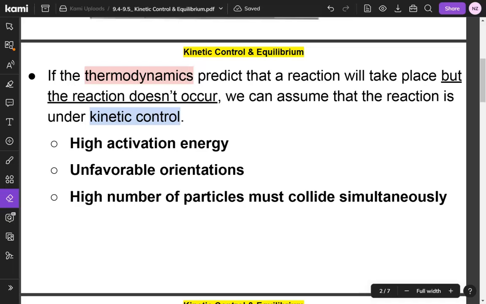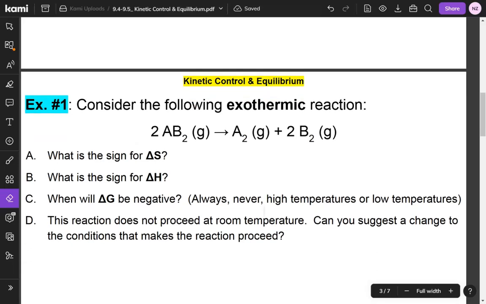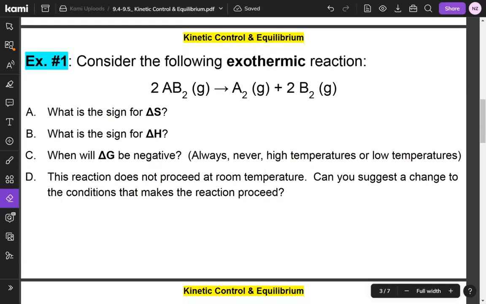And then finally, a high number of particles that must collide simultaneously. So a lot of moving parts, and for them to all line up at the same time, low probability of that happening. So again, we say if you meet one of these conditions, that it's under kinetic control. So it's predicted to occur, but it's not occurring. It's probably because of one of those reasons right there. Okay, so let's look at an example.